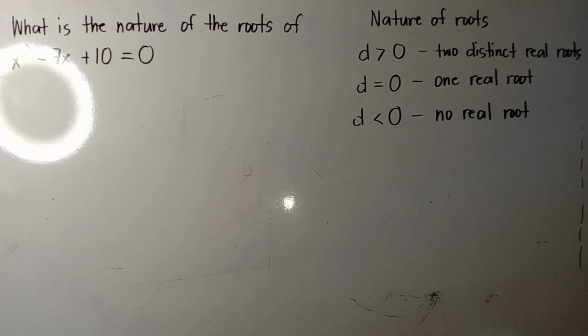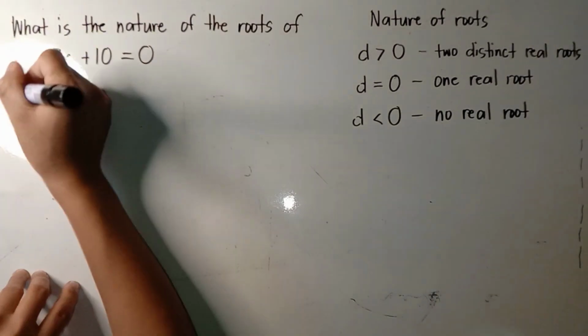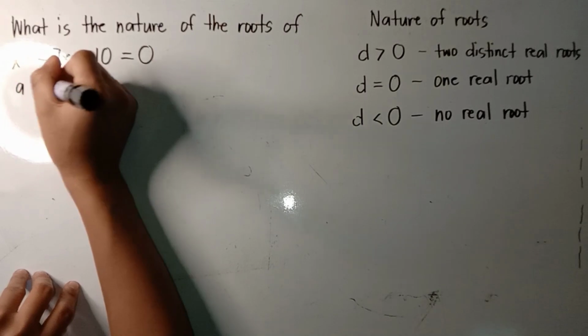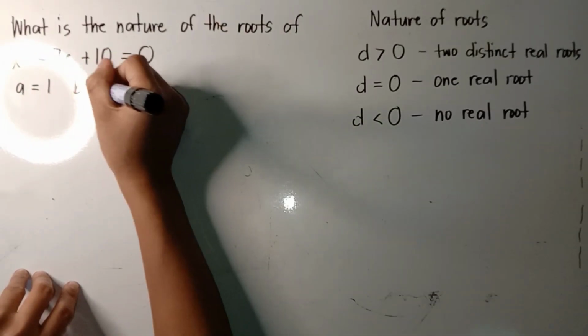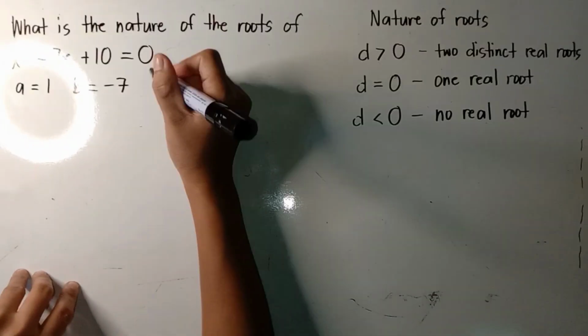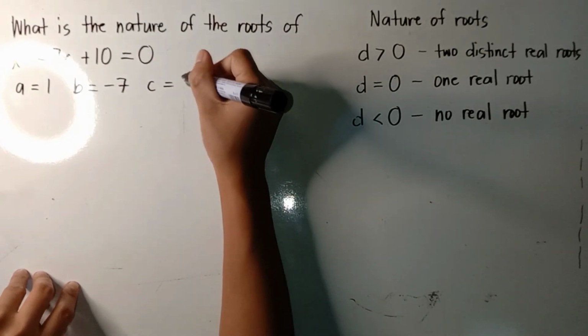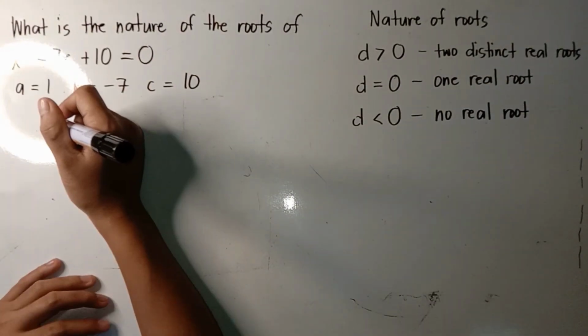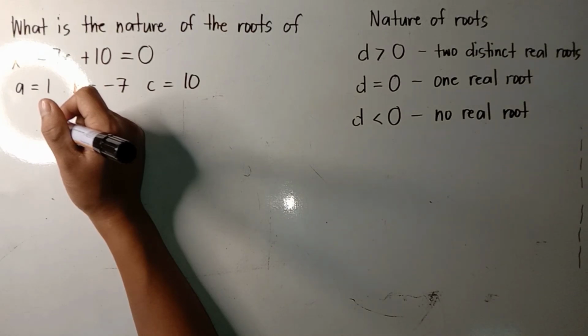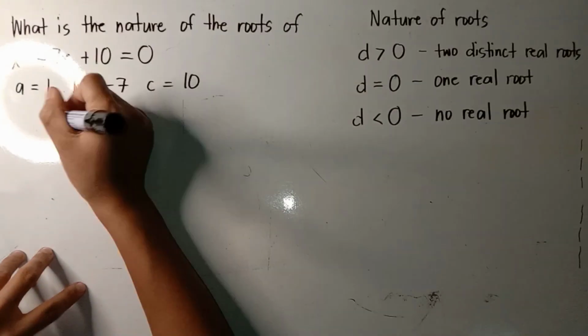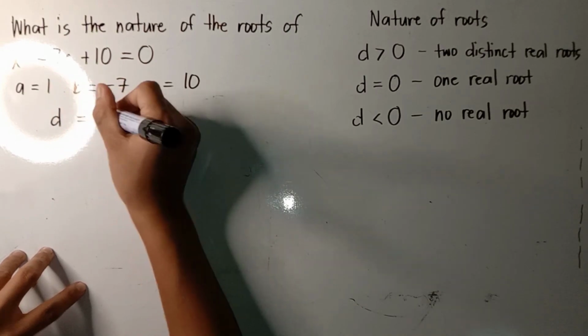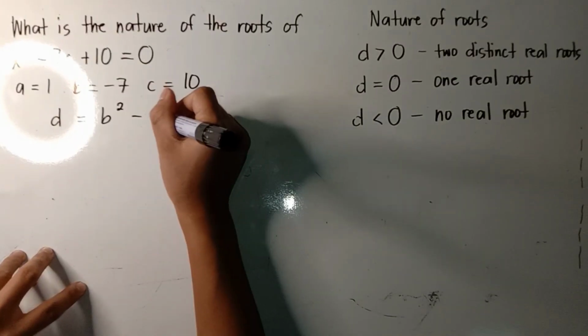Next, what is the nature of the roots of x squared minus 7x plus 10 equals 0? So the first step is we will identify first the values of a, b, and c. So a is equal to 1, b is equal to negative 7, and c is equal to positive 10. Next is we will substitute the obtained values of a, b, and c into the formula, which is d is equal to b squared minus 4ac.